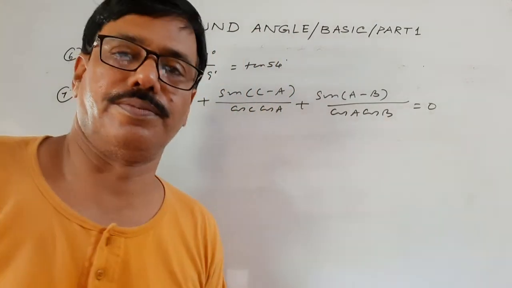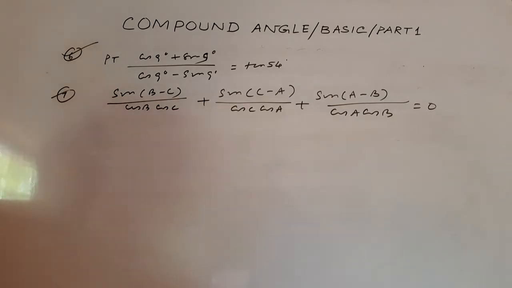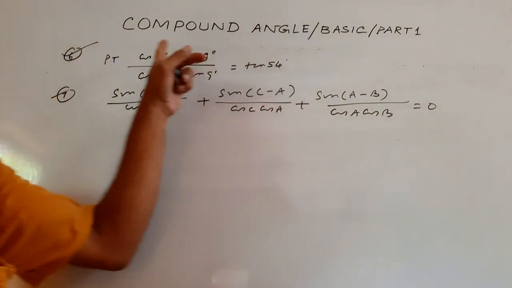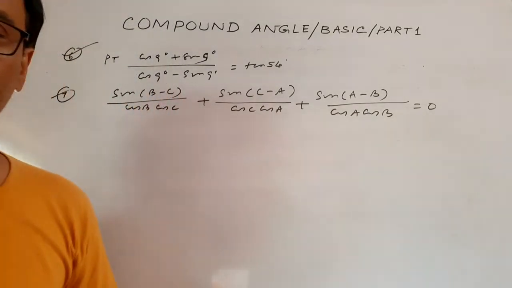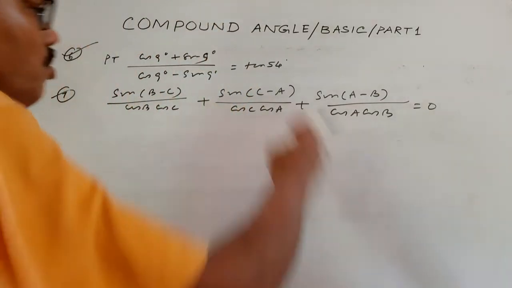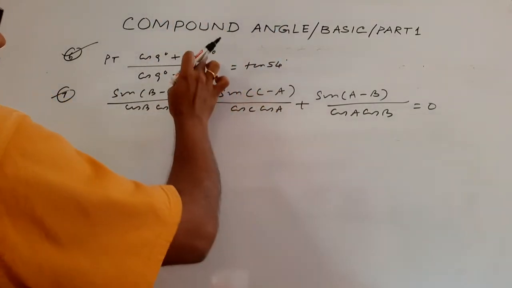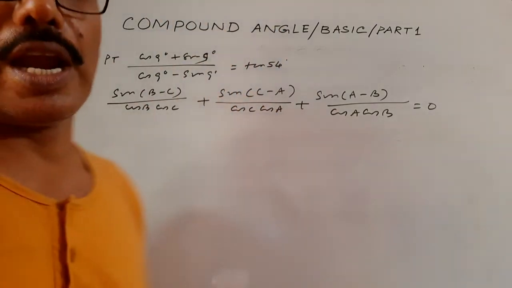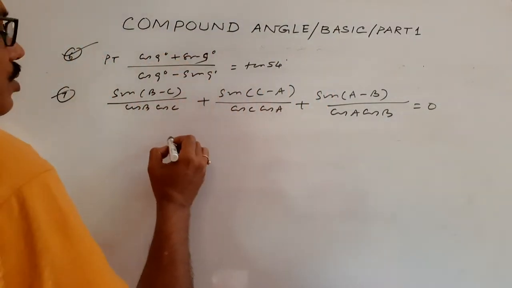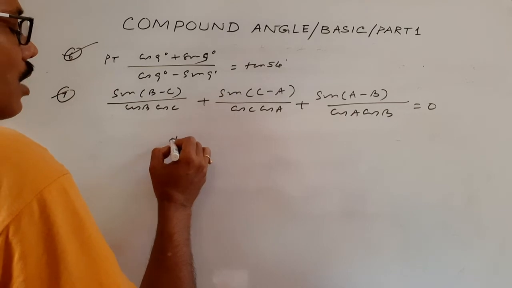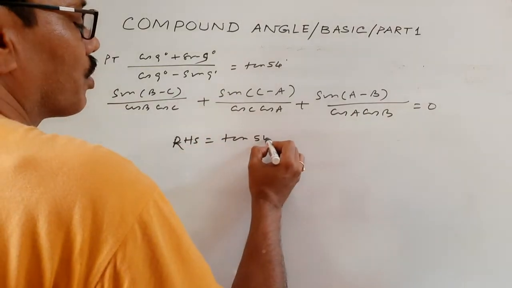Next, two very simple problems, 6 and 7. So tan 54 in terms of cos 9 and sin 9. So you complete it. It is very simple. I am giving a hint. Look, this is 9 and tan 45 is 1. So 6. So LHS, RHS, you consider RHS, tan 54.